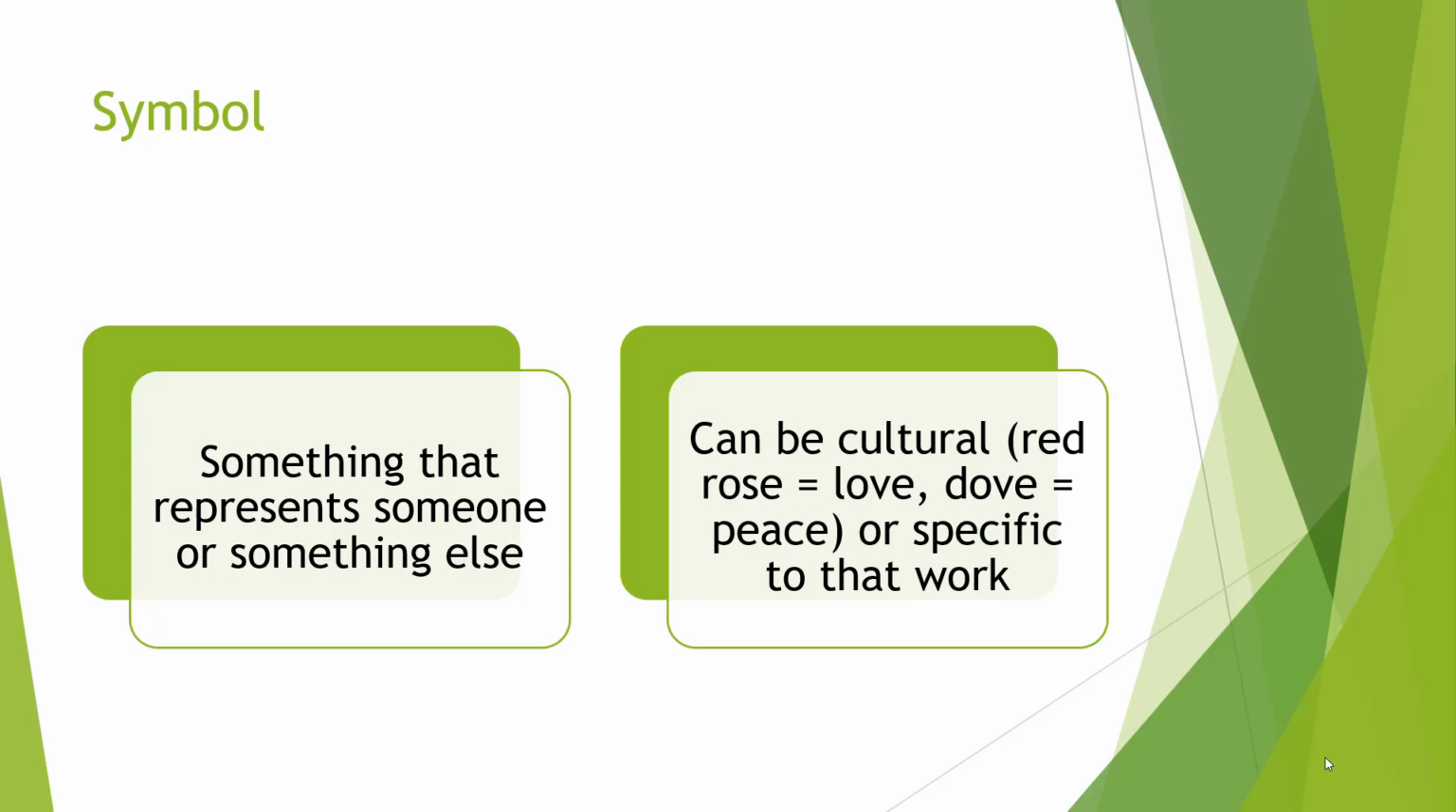A symbol is something that represents someone or something other than itself. And symbols can be things that are universal, that are across one or more cultures, like red is a color often associated with passion or danger. A red rose specifically is used to represent love. A dove is used to represent peace. So those can be kind of universal or widely known symbols, or they can be symbols that are specific to a particular work. For example, if you're taking Mrs.